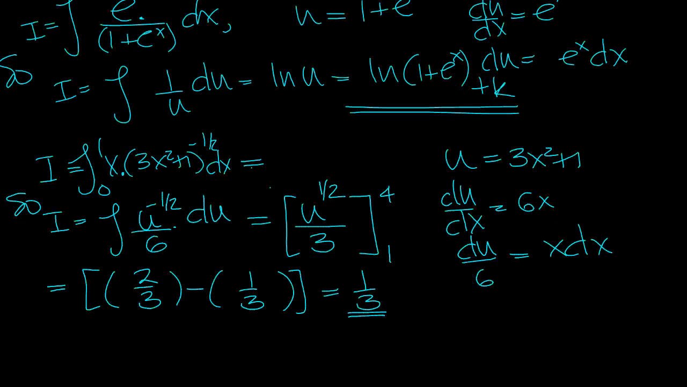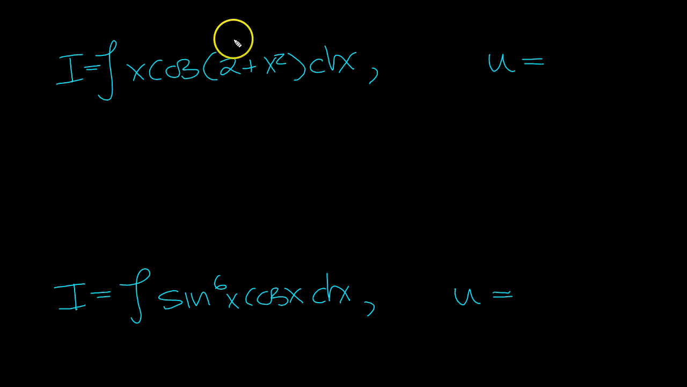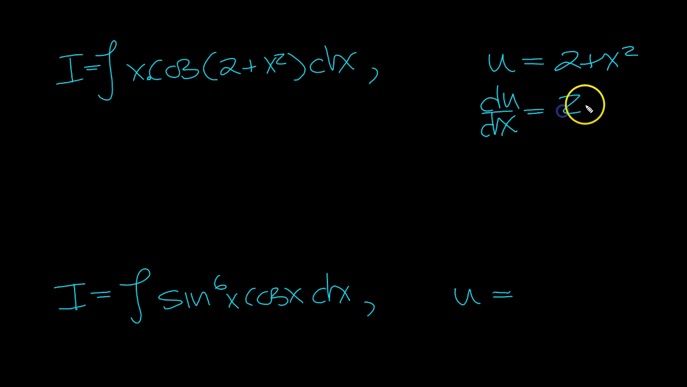Okay, last three. Let's have a look at this next one now. Here, cos of something, and cos of something, the something differentiates to 2 lots of the other part of the product. So 2 plus x squared then in here. So du/dx, to make the substitution, is 2x. So du over 2 then is equal to x dx.